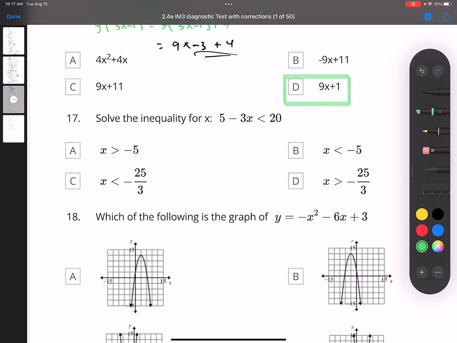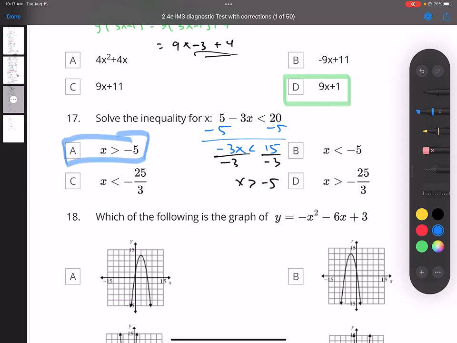Solve the inequality. Subtract 5. Okay, that's what we talked about previously. Now we are dividing by a negative, so the inequality sign will flip. x is greater than negative 5. And that'll be choice A.